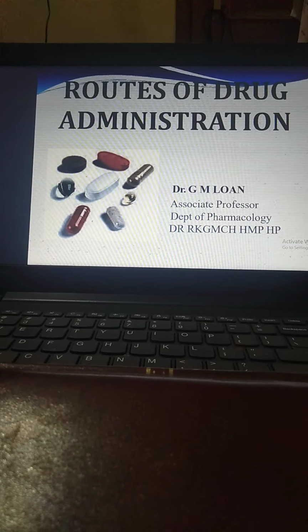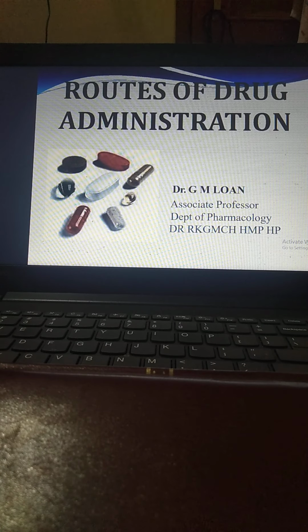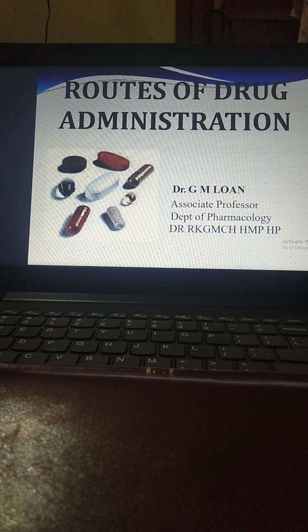Dear students, today this class is routes of drug administration. I have already talked about the different formulations, what they are, pros and cons, what is the consistency, what is the compatibility, how you should select the route, and how you have to perform this exercise. This competency is very important. This is routes of drug administration.